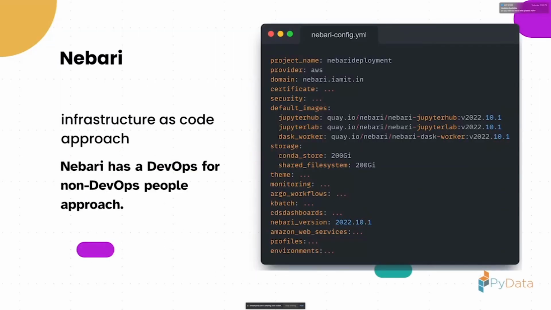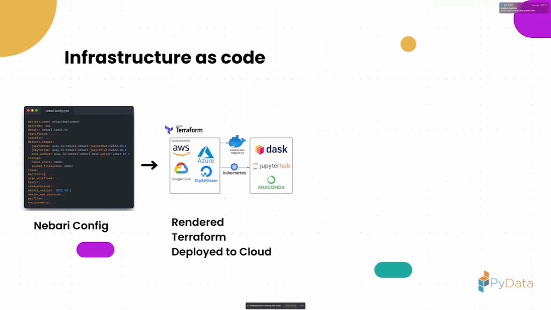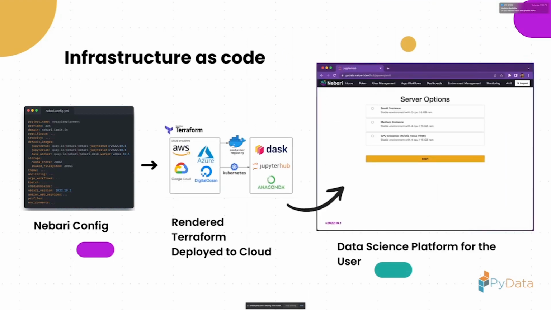Nebari works in a GitOps or infrastructure-as-code approach. So you provide a lot of YAML files that define the system that you want. They turn that configuration into Terraform, and they deploy that for you in whatever cloud or Kubernetes system that you have. It's a really good way to produce a nice Jupyter data science scalable platform wherever you are.